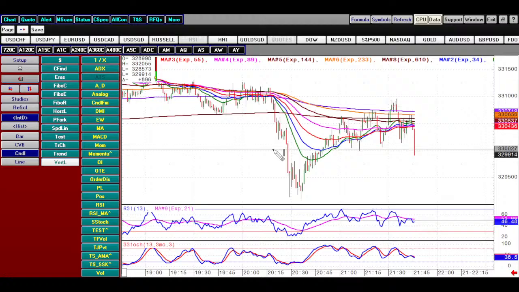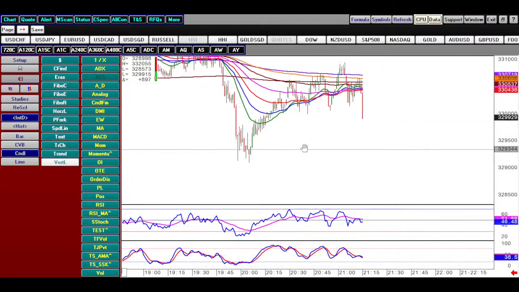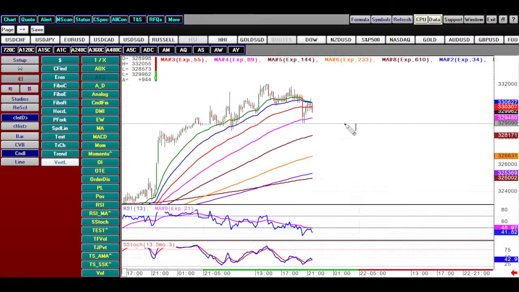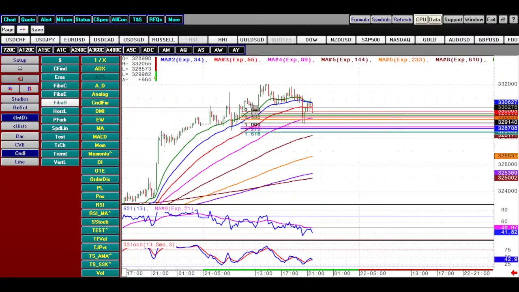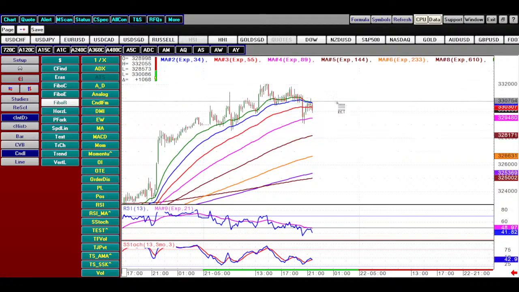So of course the key level to break is 90. Now we see here, yeah, if it breaks 90, it can go lower, to 85 or 80.